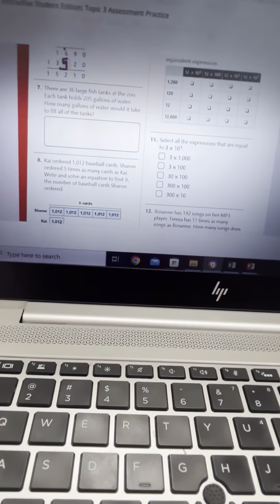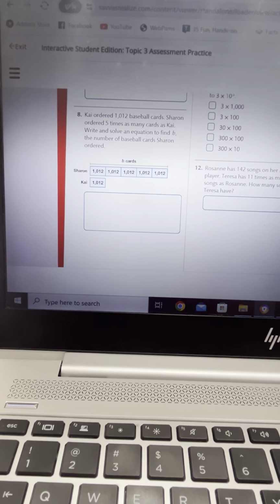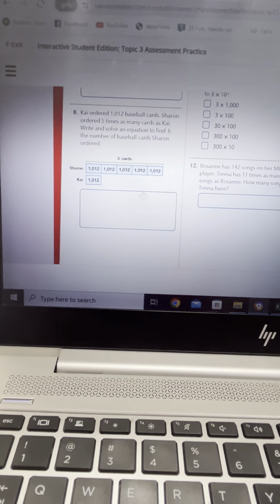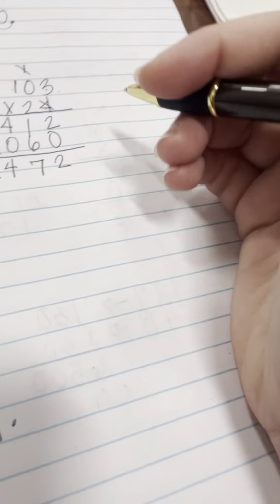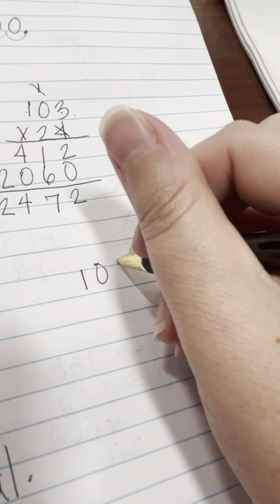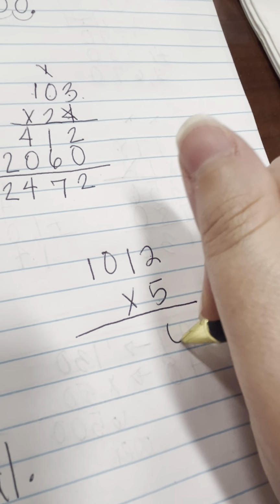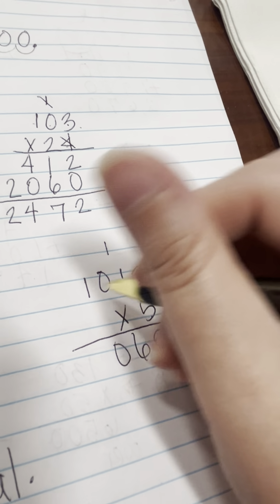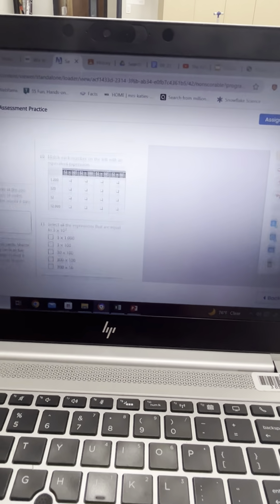All right, number 8. So this one is just 1012 times 5. This is just the visual, the model of it. So we'll do that right here on the page. 1012 times 5. 2 times 5 is 10. 1 times 5 is 5. Plus 1 is 6. 0, 5. 5060. That was easy. All right, now we're going to move to the top of the page to see the next one.